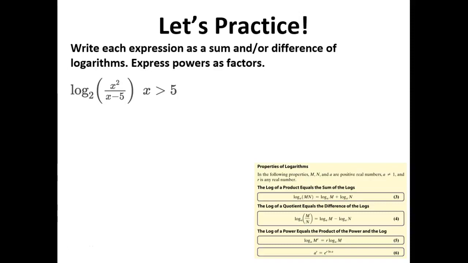This one here, write it as a sum or a difference again. This x is greater than 5. That's to keep the domain working nicely. So here we have a quotient. So we'd have log base 2 of the top minus log base 2 of the bottom. The second part, I don't really see anything I can do with that. But here we have a power, so that's the log of a power. That's this property right down here. The power can go out front, so we have 2 log base 2 of x minus log base 2 of x minus 5.